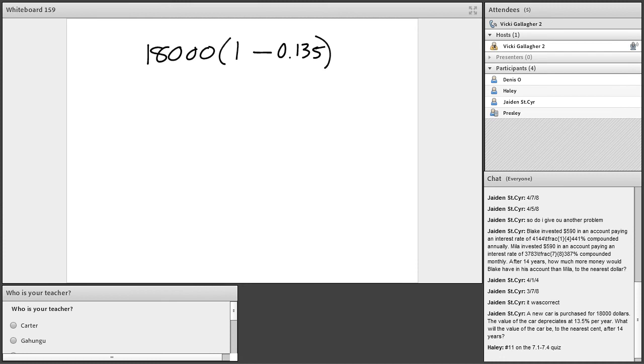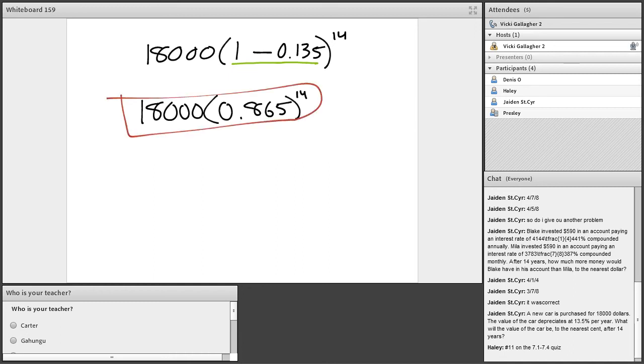And then what is the value of the car after 14 years? So that's going to be your exponent, 14. Now, just like on our previous problems, I do suggest that you get this down to a single number before you get a final answer. So I'm going to subtract that in my calculator right now. 1 minus 0.135, 0.865 to the power of 14. And then this whole thing, you can just type that all into your calculator. So it's 18,000 times 0.865 to the power of 14.